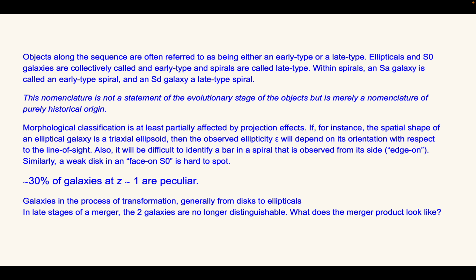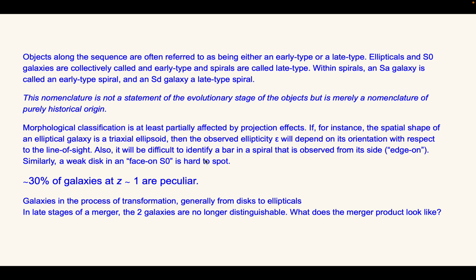Also, it will be difficult to identify a bar in a spiral that is observed from its side, edge on. Similarly, a weak disk in a face on S0 is hard to spot. Around 30% of galaxies at redshift 1 are peculiar galaxies. Galaxies are in the process of transformation. Generally, it is believed that the spiral galaxies form the elliptical galaxies. So, from the Hubble diagram, the late type galaxy forms the early type galaxy.